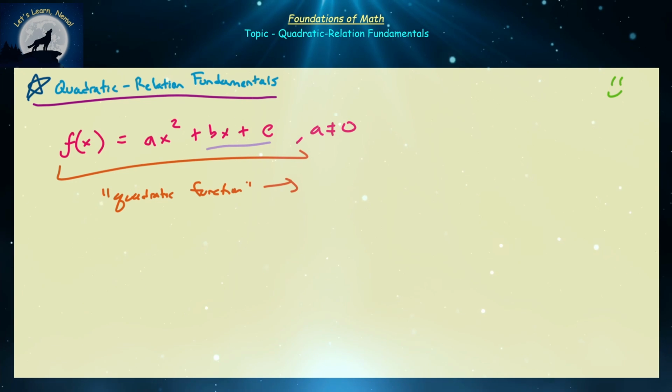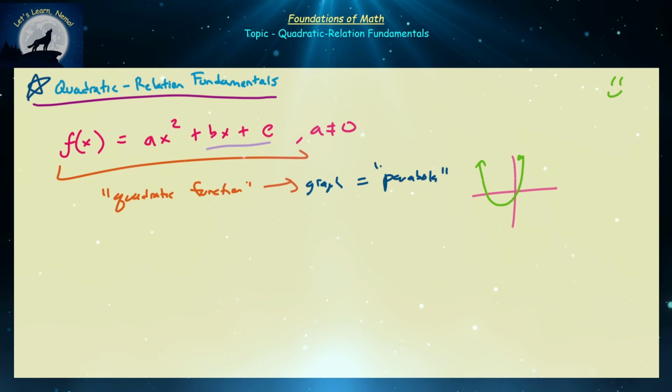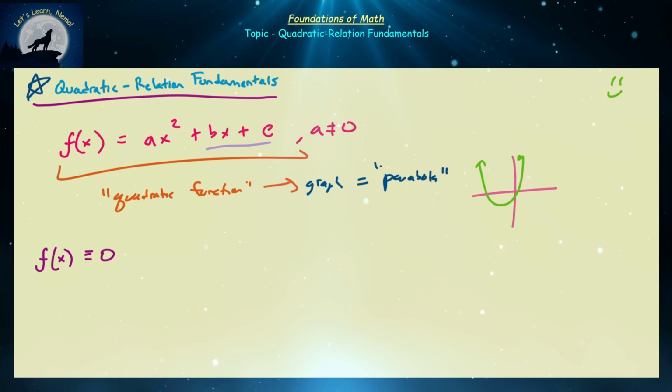And its graph is usually what we refer to as a parabola. So the graph of a quadratic function, called a parabola, is typically drawn sort of like a U. So parabolas are U-shaped. If we take this object, f of x, and we set it equal to 0, then we're going to get a quadratic equation. In particular, ax squared plus bx plus c is equal to 0.